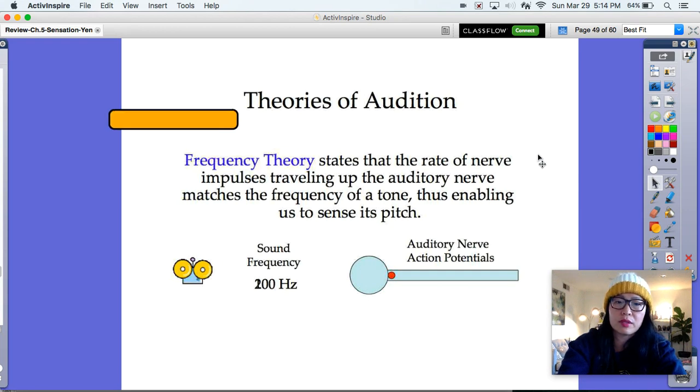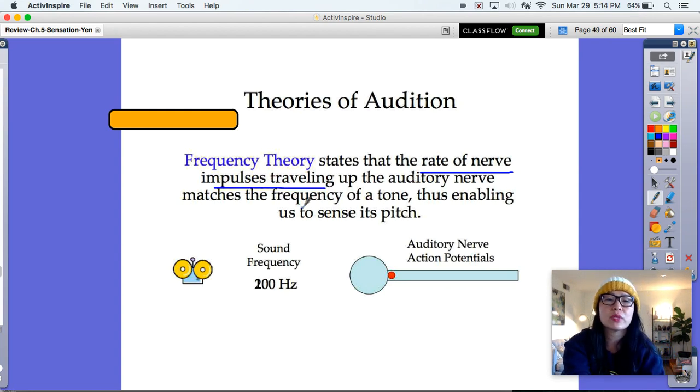This theory is about frequency, so it's called frequency theory. This one states that the rate of nerve impulses traveling up the auditory nerve matches the frequency of a tone, thus enabling our sense of pitch. So the other one's about placement. This one is about the rate of travel and how it matches our pitch.